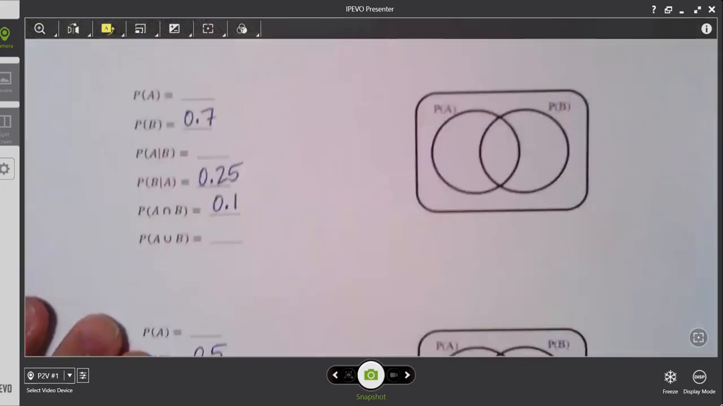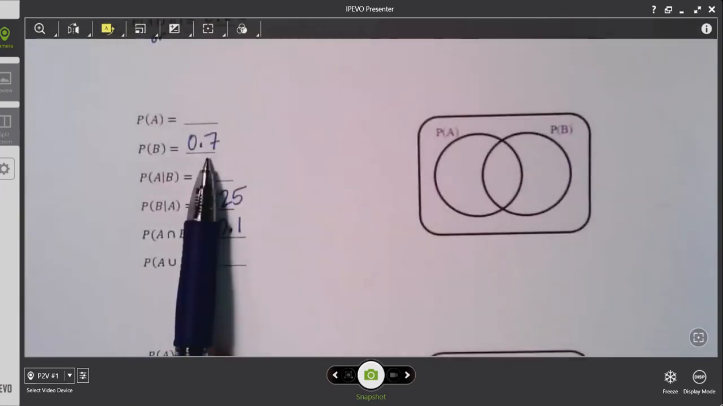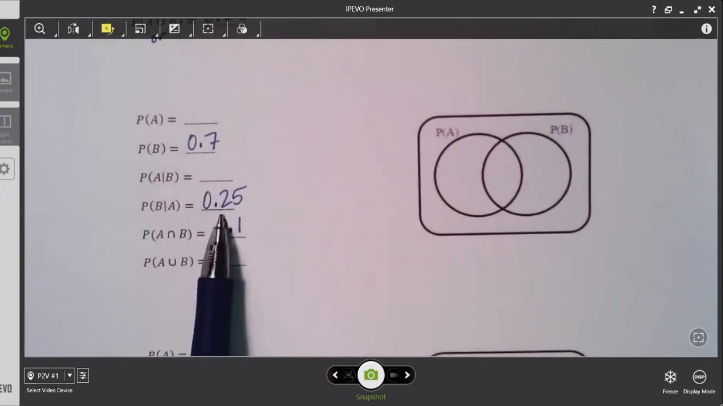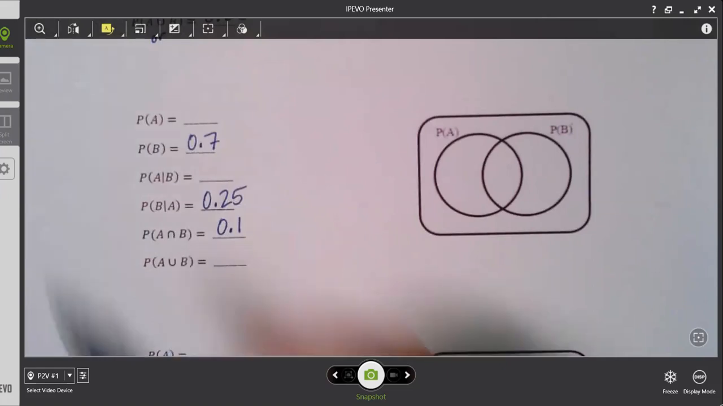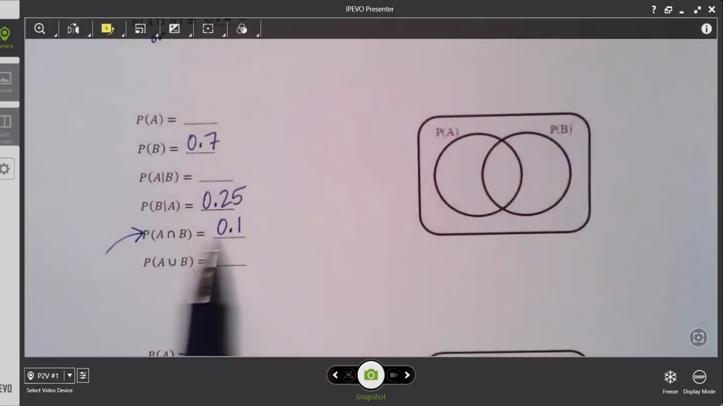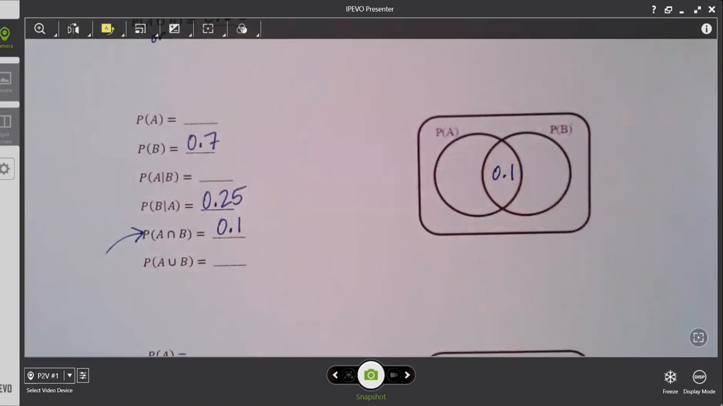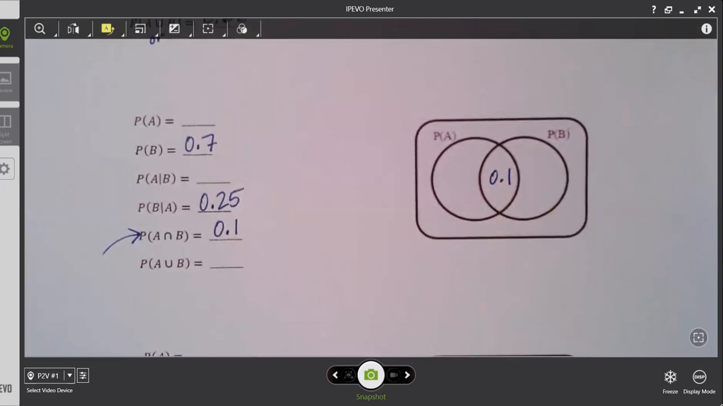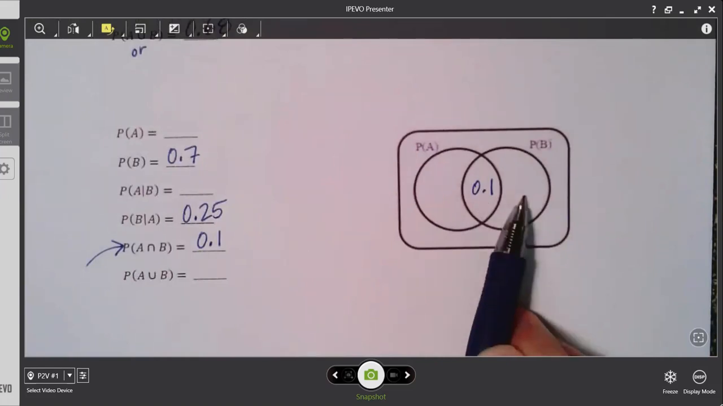On this one, I gave you a little bit different info. You're given the probability of B, the probability of B given A, and the probability of A and B. It's really nice to be given this one first because this is one of the first things I always look for. What goes in the middle there? That's what that is. So 0.1 goes in the middle. So that makes it nice. I can start there. Then if I know that the probability of B altogether is 0.7, and I know that this part of B is 0.1, I can subtract and know that this part out here must be 0.6.